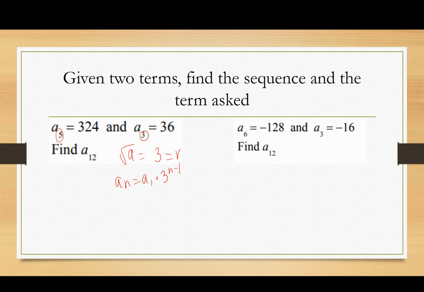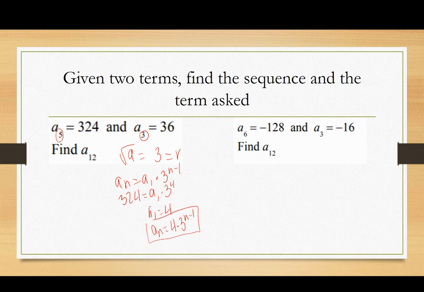Now we have to find a1, so we're going to do what we did on the last slide. So 324 equals a1 times 3. Your n is 5, so to the 4th power. 3 to the 4th power equals 81. 324 divided by 81 gives me 4 for a1. So an equals 4 times 3 to the n minus 1 would be my formula.